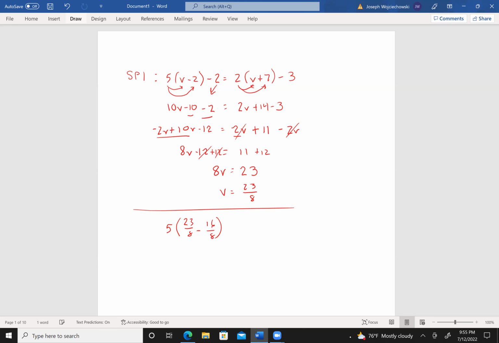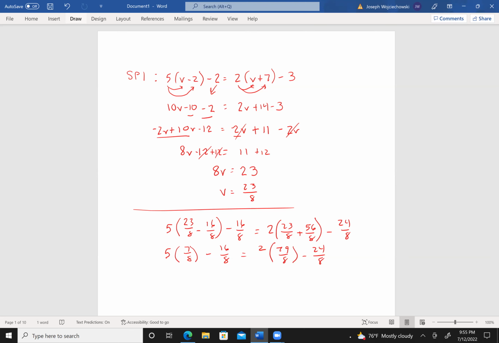Make this a little easier to deal with. Minus 2, which is 16 over 8, equals 2 times 23 over 8 plus 7, which is 56 over 8, minus 3, which is 24 over 8. So now, go ahead and do what's in the parentheses here, and I have 7 over 8 minus 16 over 8 equals 2 times 79 over 8 minus 24 over 8.